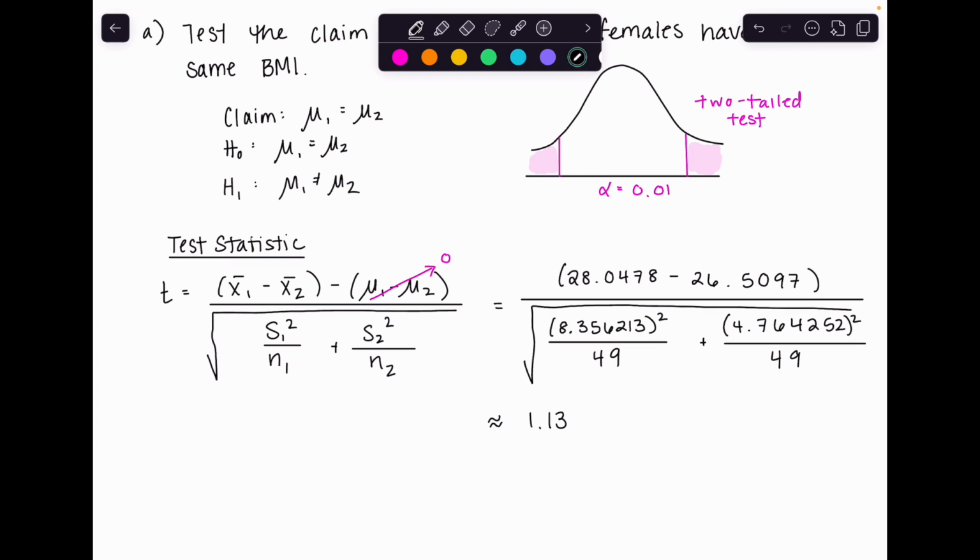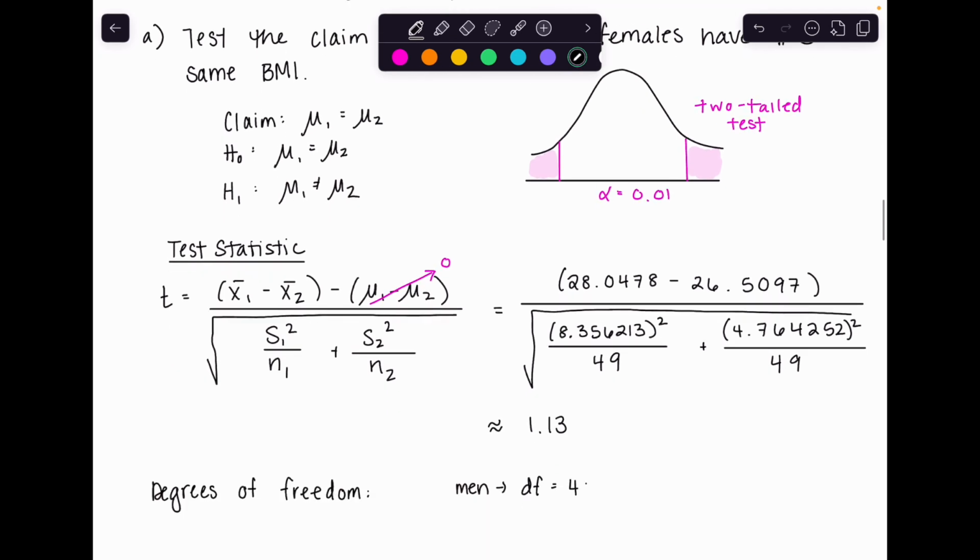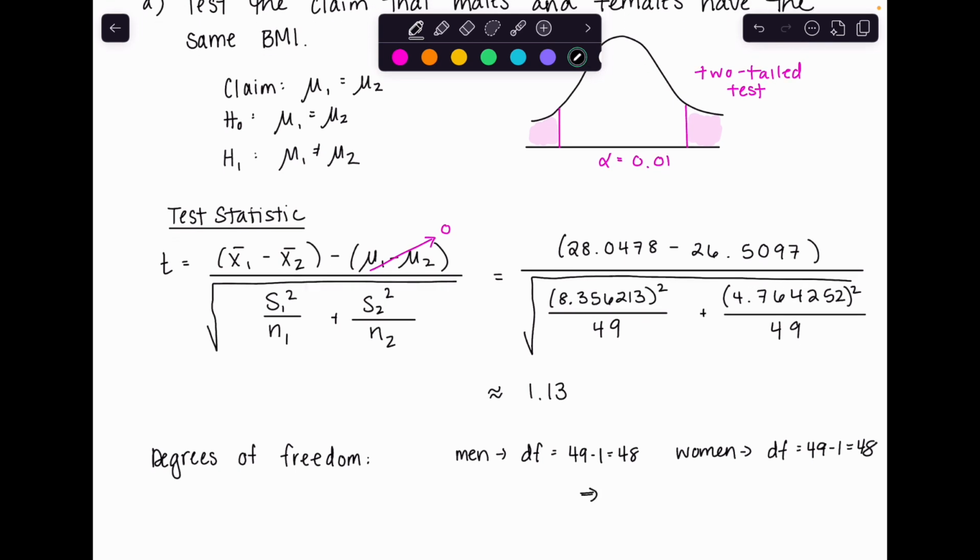And then my degrees of freedom, we need to find as well. So if I look at each population for the men, that degrees of freedom is the sample size, which is 49 minus 1, which is 48. And for women, our degrees of freedom is the same thing because these two sample sizes happen to be the same. So overall, my degrees of freedom is going to be 48 because it's the same.